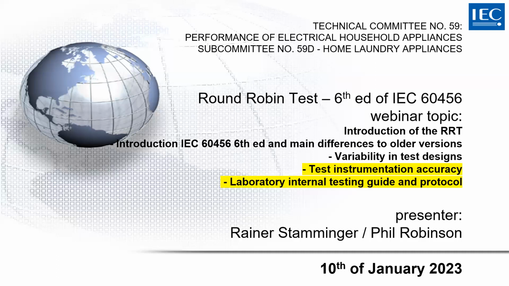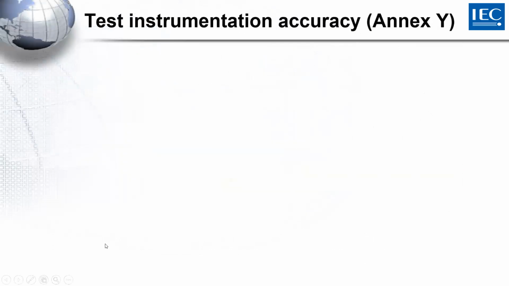Then let me continue with two other points which are new in the 6th edition. And these are the test instrumentation and the laboratory internal guide and protocol. So test instrument accuracy is my first point. It is about how you specify the laboratory instrumentation. And there are different ways how to do it.